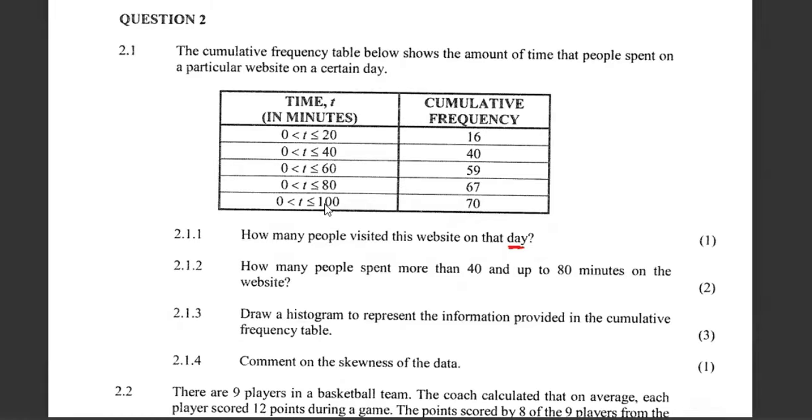So since this is a cumulative frequency, the last cumulative will definitely represent the number of people that are needed. So in that case, I would go with a 70 for that. Okay. Now, how many people spent more than 40 up to 80 minutes on the website?